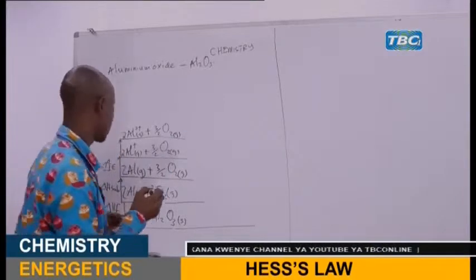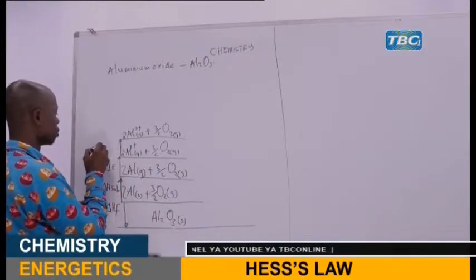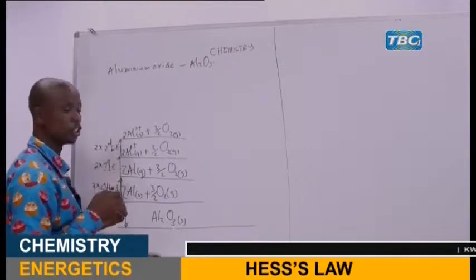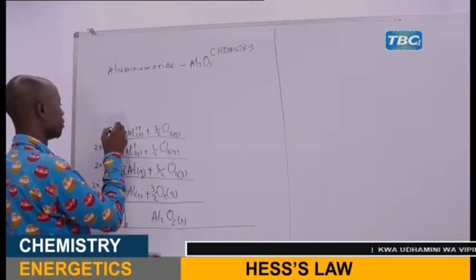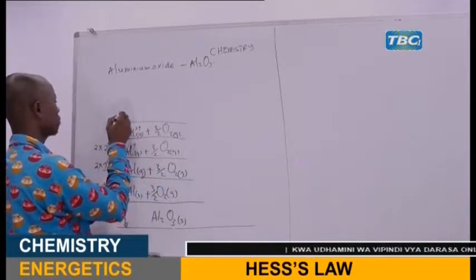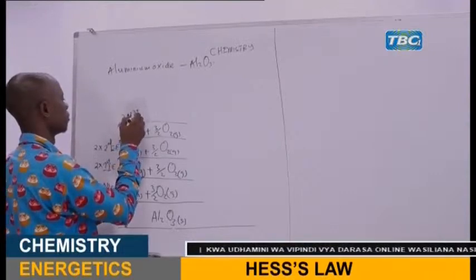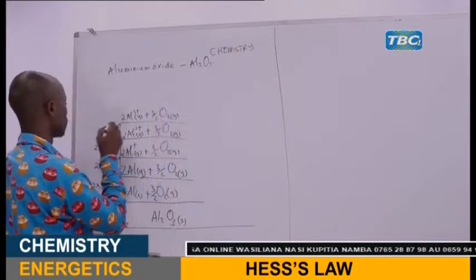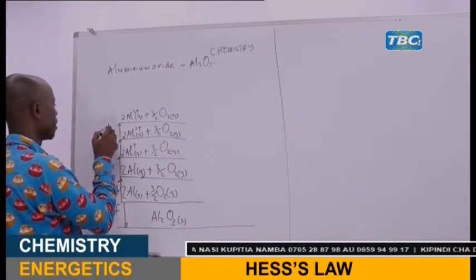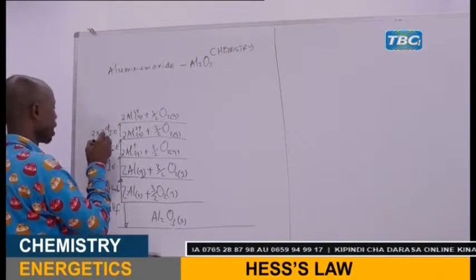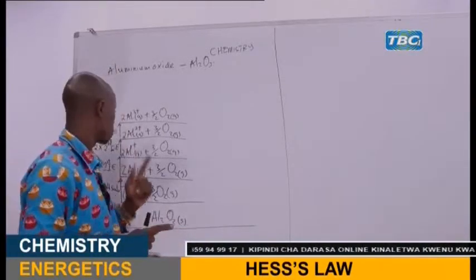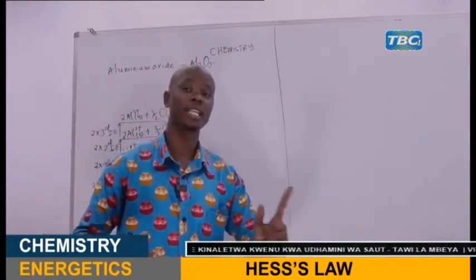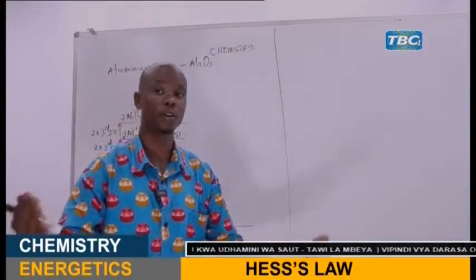This is the second ionization energy times 2. 2 times second ionization energy. We go to the third one. This is the third ionization energy times 2. And the arrow is pointing outward for all the ionization energies. Why? Because removing an electron from a gaseous atom or gaseous ion is purely an endothermic process.